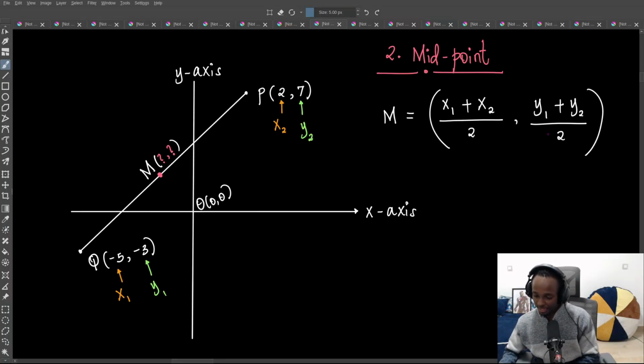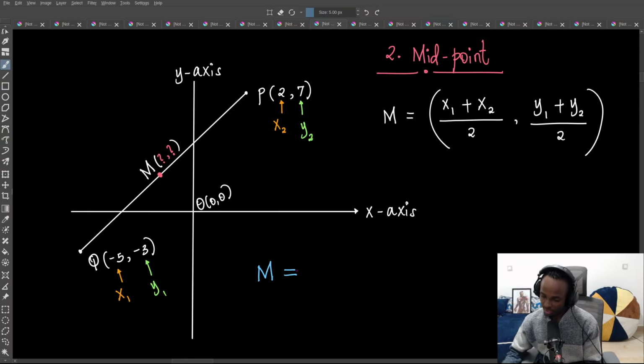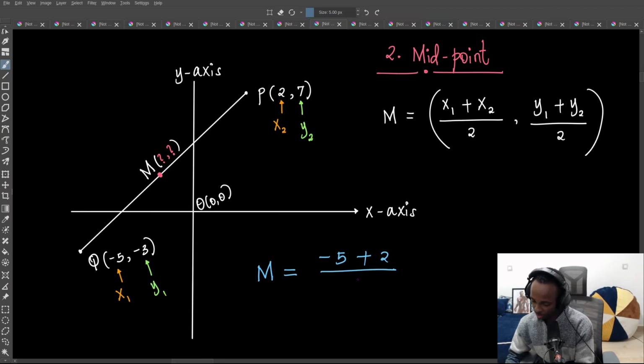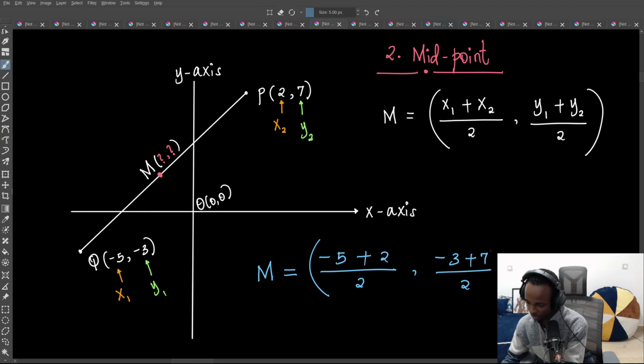So in our case here, to find the value of M, the midpoint here is going to be, we take x1, which is -5, plus x2, which is 2, then we divide all that by 2, and then we take y1, which is -3, plus y2, which is 7, and then we divide all that by 2.